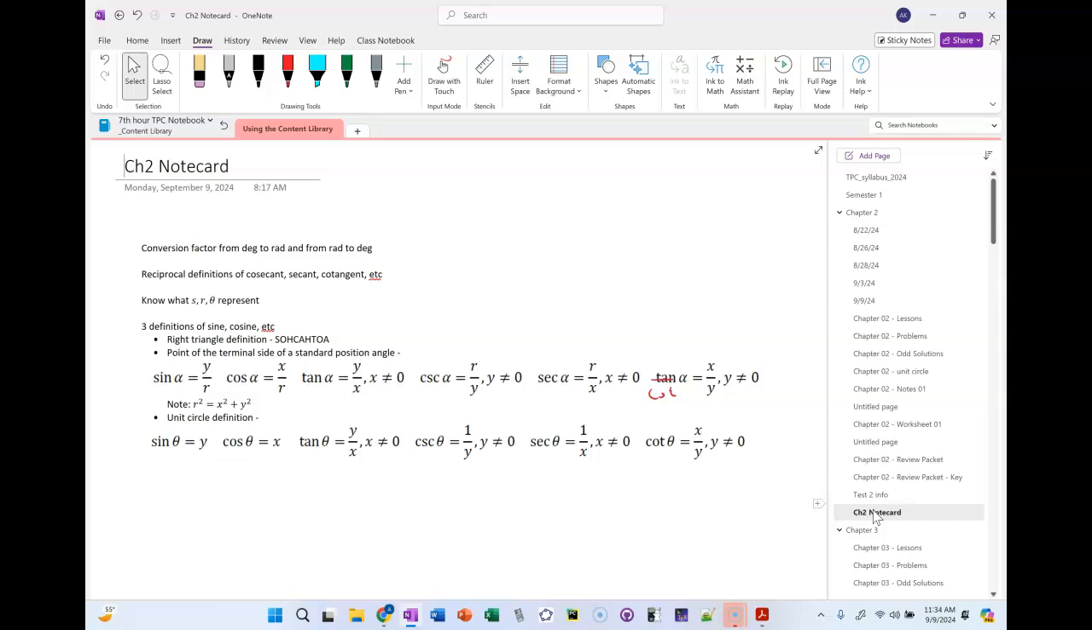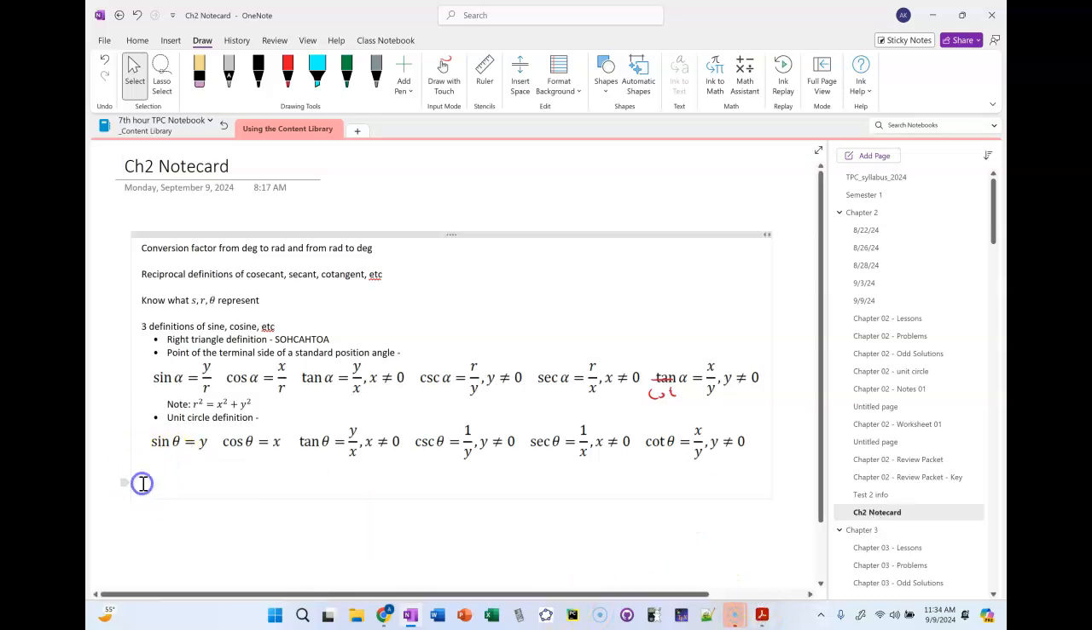And then you should certainly have the 3 definitions for sine, cosine, tangent, etc. So you should have the right triangle definition, SOHCAHTOA. You should have the point on the terminal side of a standard position angle. I wrote down the formulas there. Also note that r squared is x squared plus y squared. And then the unit circle definition. And then, as Anthony was saying, maybe the all silly turtles crawl thing.